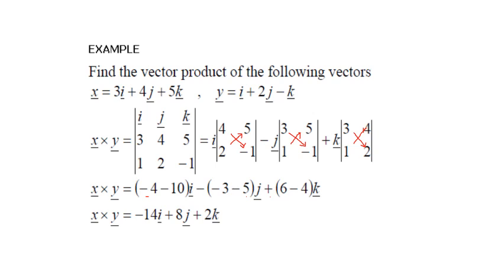So minus 4 minus 10 will be minus 14. Minus of minus 8 will be plus 8j, plus 6 minus 4 is 2. So this is your answer, students. X cross y equal to minus 14i plus 8j plus 2k.